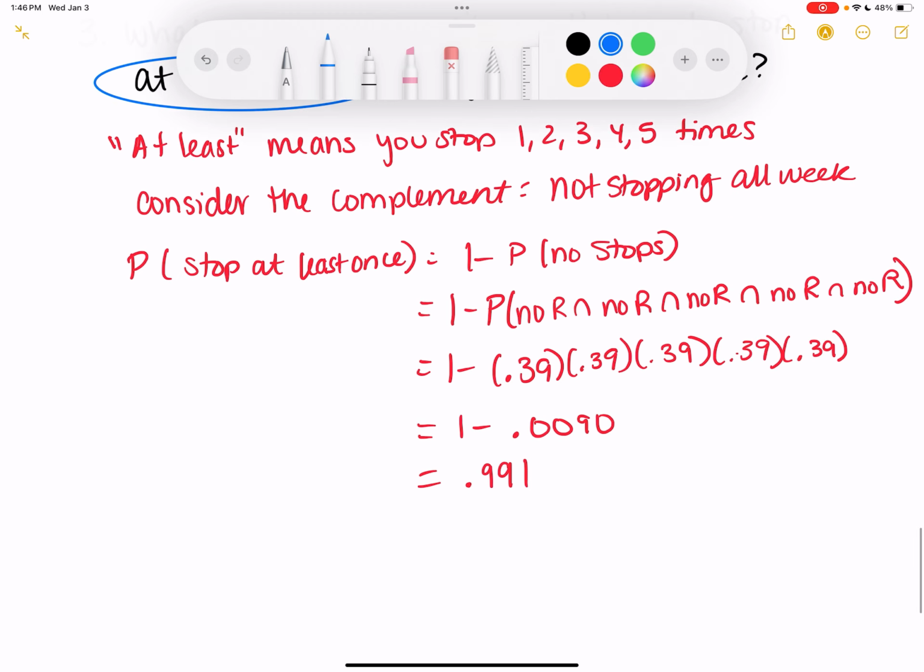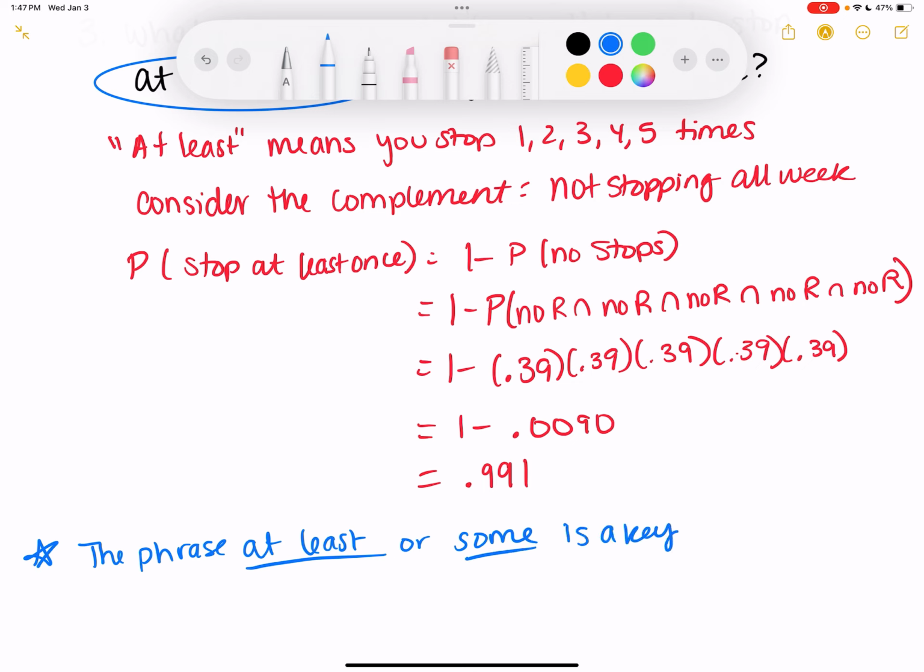So I know I emphasized it, but I'm going to say it again. The phrase at least or some is a key to think about the complement, it is often much easier to find.